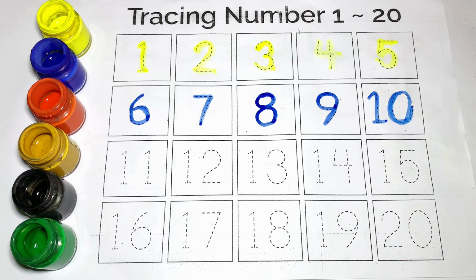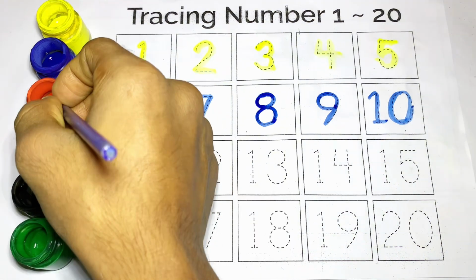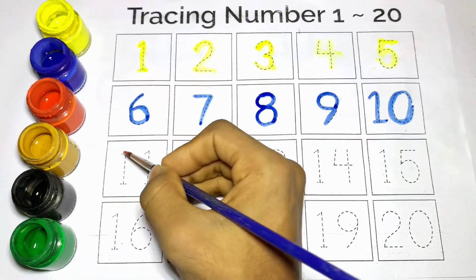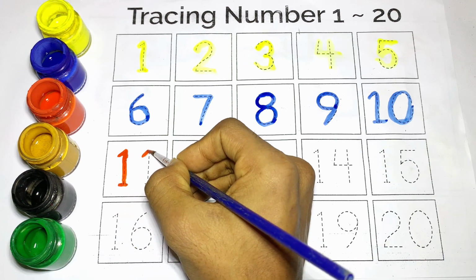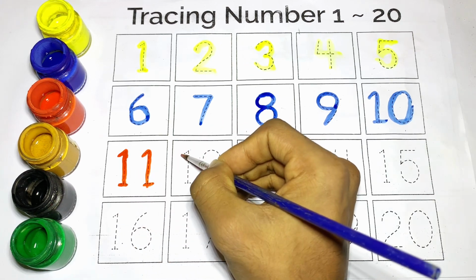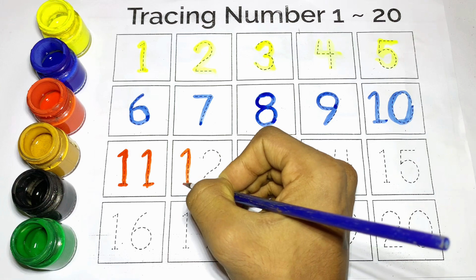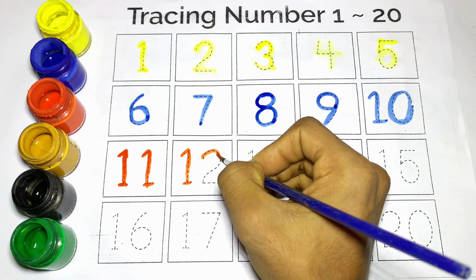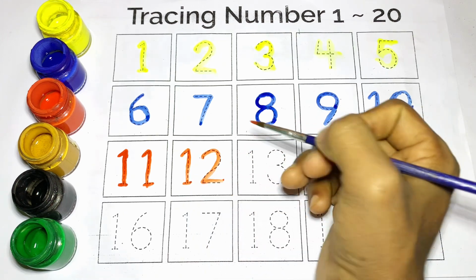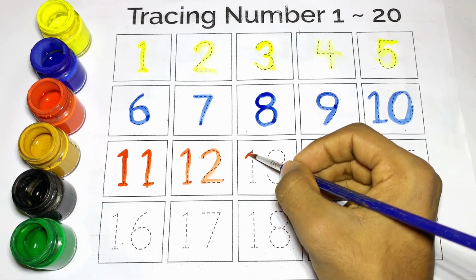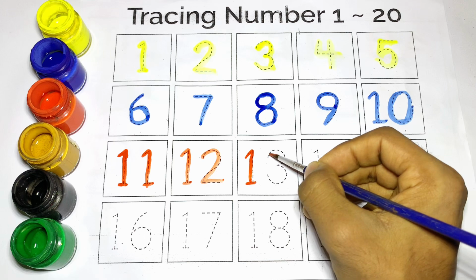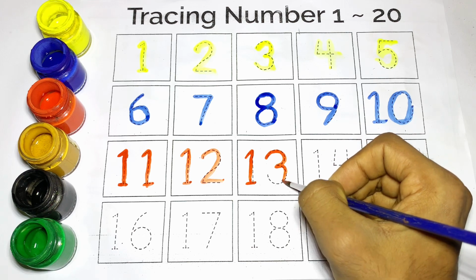Kids, now draw 11, the numbers of 11, and use red color. 12, the numbers of 12. Kids, again use red color and draw 13, the numbers of 13.